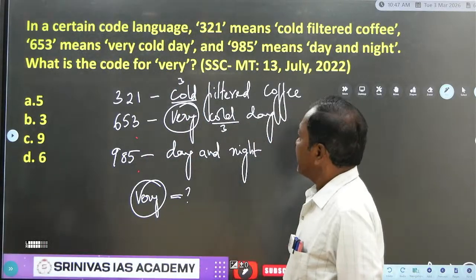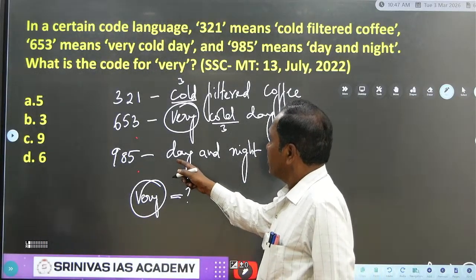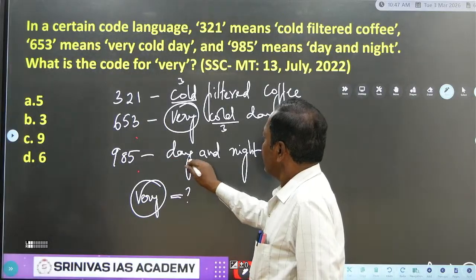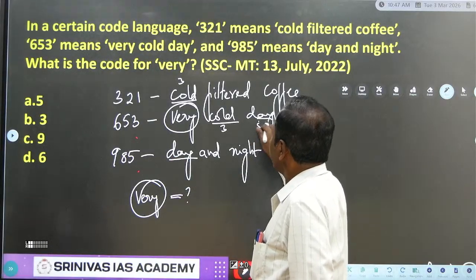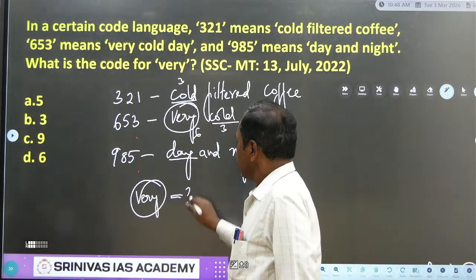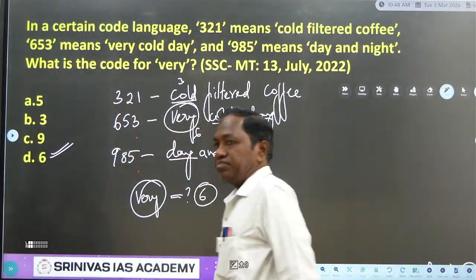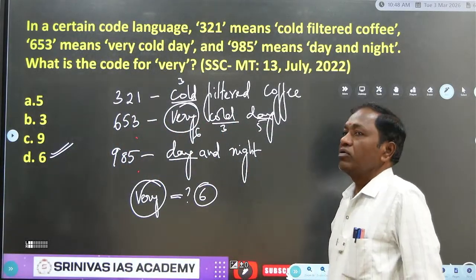Right. Day can be seen in the second group and third group. What is the common thing? So day can be written as 5. Not 3, not 5. You can take 6. This 6 is the answer. Option D.